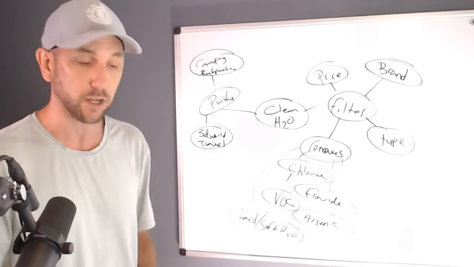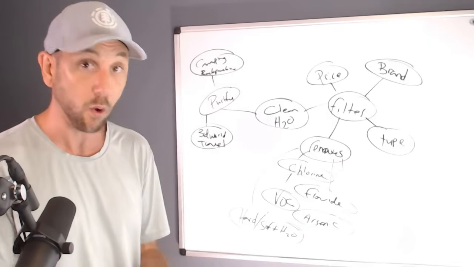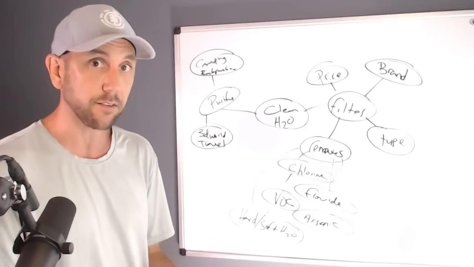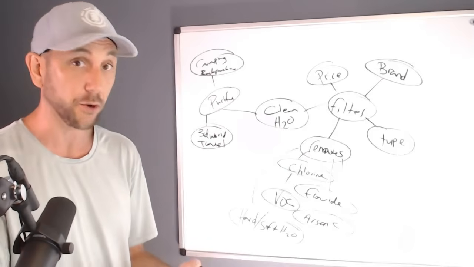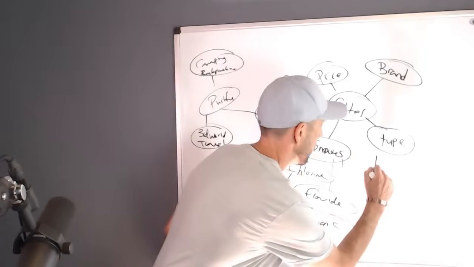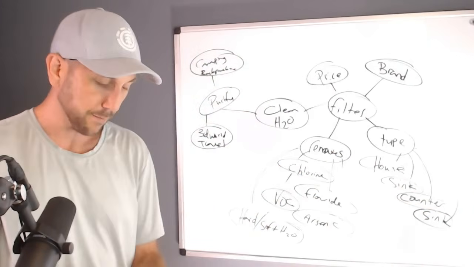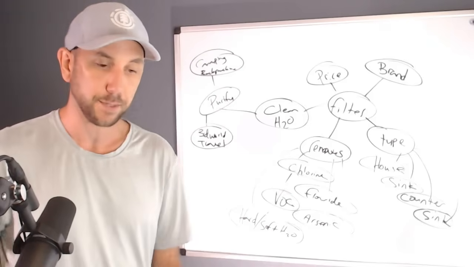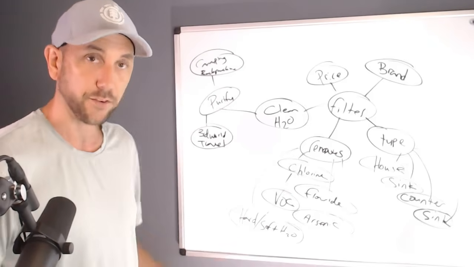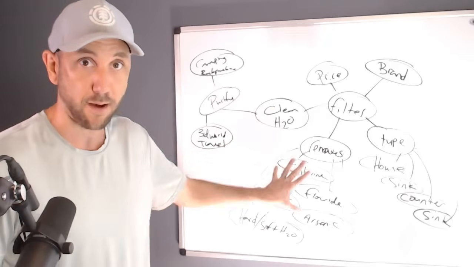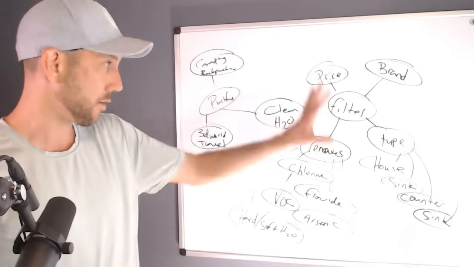So for the type, let's talk about a few of the types. There's like whole house filters, there's under the sink filters, there's pitcher-based filters, there's countertop filters. So that's to base it on the type, because some people might be looking for a specific type and some people might be looking for the specific problem solution. So we want to round all this idea out.